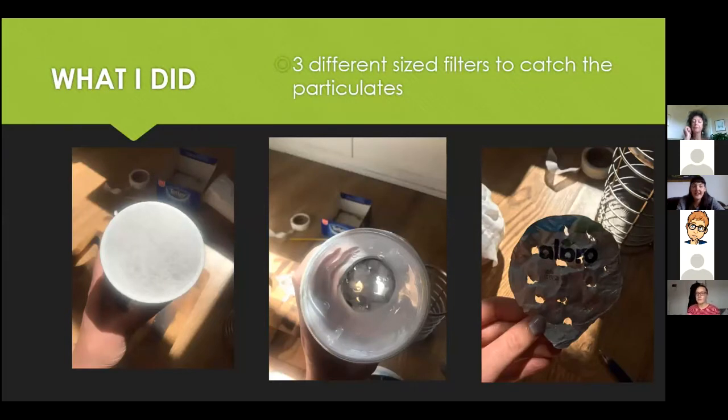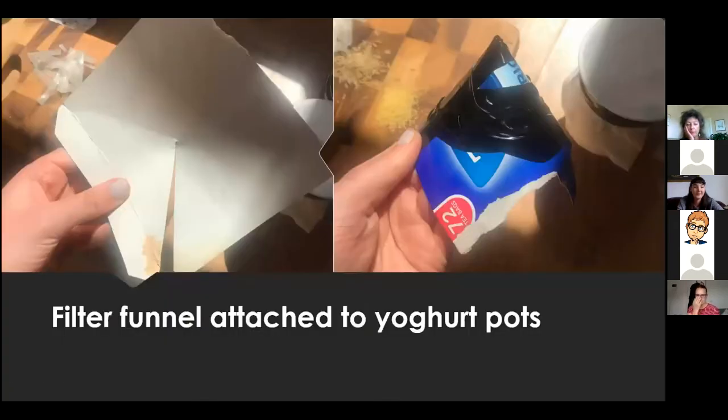And then I made a filter funnel out of a tea bag box and just taped it up together and then put that to the end of the system.